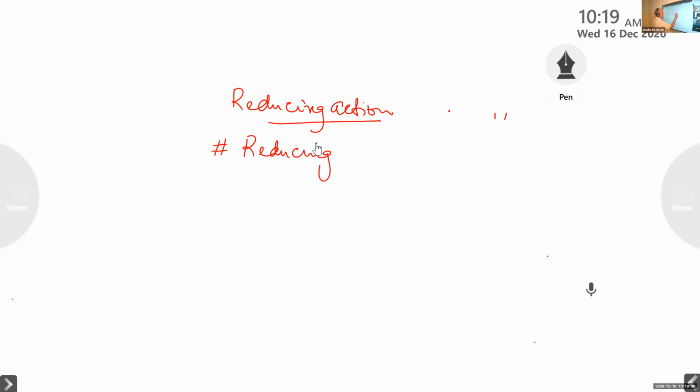You can explain a reducing agent in terms of electronic concepts. In electronic concepts, what is a reducing agent? A reducing agent is one which can donate electrons, which can lose electrons. So a reducing agent is an electron donor. All these are very good reducing agents because the outermost electron can be easily removed.